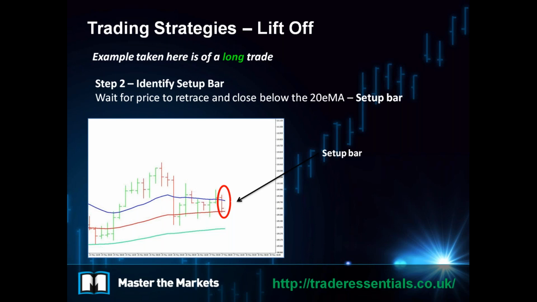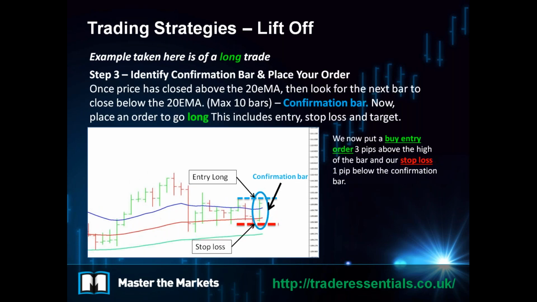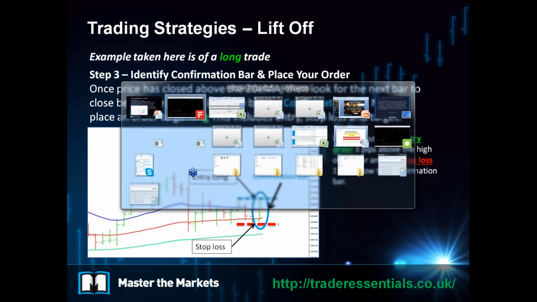The next one is to identify a setup bar. Wait for the price to retrace and close below the 20-period moving average, and we will then look for that to give us a setup bar. Then we'll look for a confirmation bar, and that's a bar to close above the 20-period moving average. Now, there should be a maximum of 10 bars in between the close below and the close above.